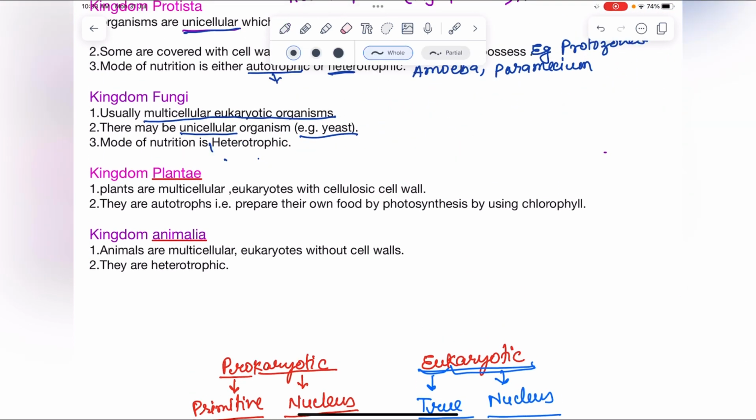Now next is kingdom Plantae. Plants are multicellular eukaryotes with a cellulosic cell wall. It means the plants possess many cells, all the cells are eukaryotic, and cellulosic cell wall means the cell wall is made up of cellulose. They are autotrophs, that is, they prepare their own food by photosynthesis using chlorophyll. So plants have chlorophyll, which helps in photosynthesis. Autotrophs means not dependent on others for their food.